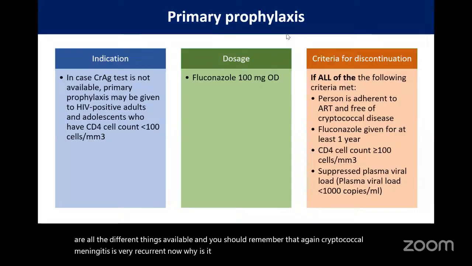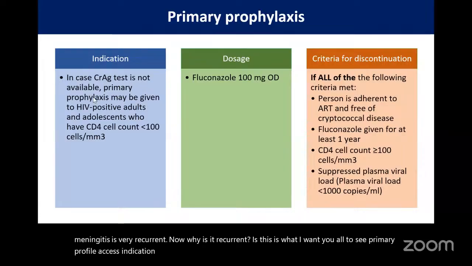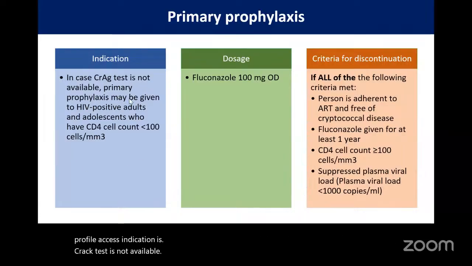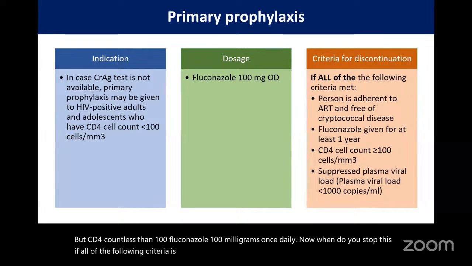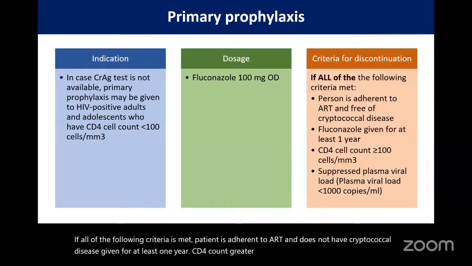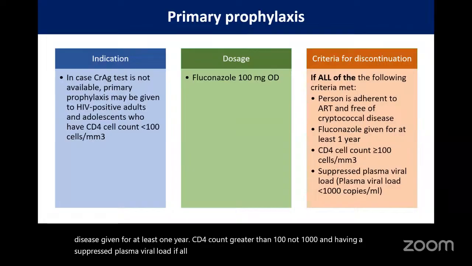Primary prophylaxis indication is if the CRAG test is not available, but CD4 count less than 100. Fluconazole 100 milligrams once daily. Now, when do you stop this? If all of the following criteria are met: patient is adherent to ART and does not have cryptococcal disease, given for at least 1 year, CD4 count greater than 100, not 1000, and having a suppressed plasma viral load. If all these are there, then you discontinue.